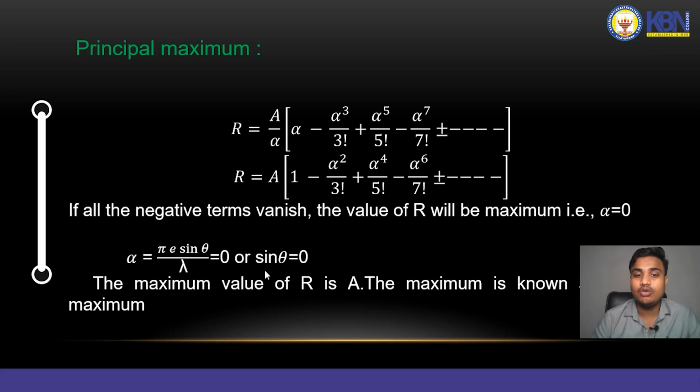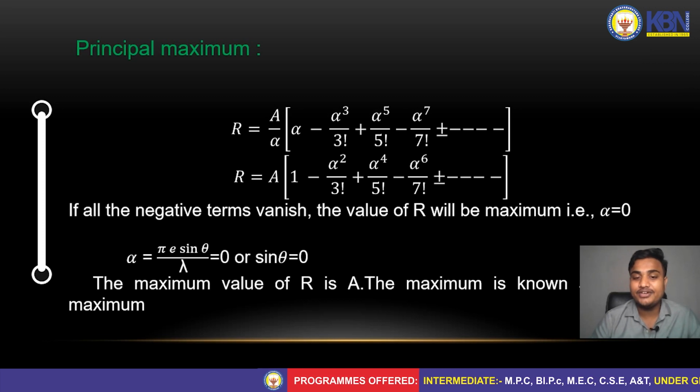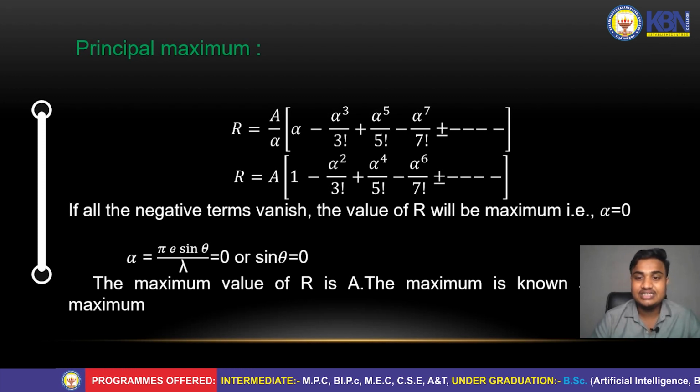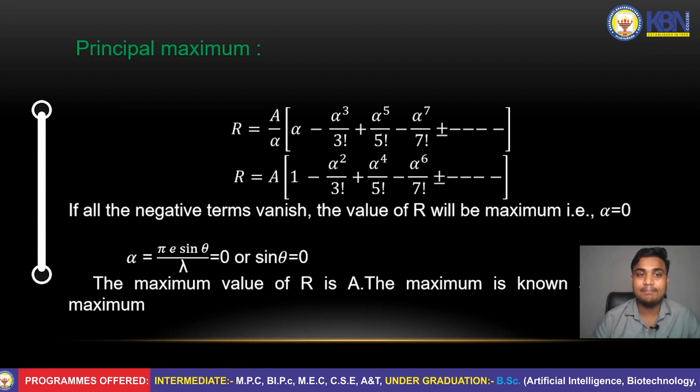Sin will be 0 only if theta is equal to 0. If theta equals 0, then sin 0 will be 0. So the maximum value of R is A. We know that the square of the amplitude, A square, is the resultant intensity. This maximum is known as the principal maximum.